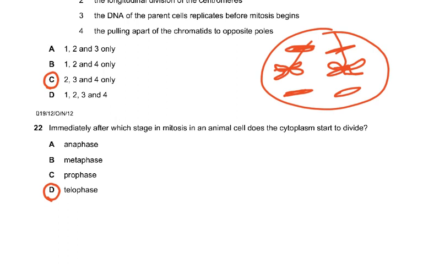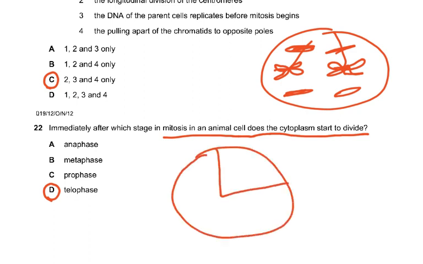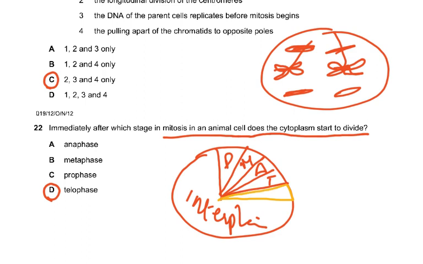Then question 22: immediately after which stage in mitosis does the cytoplasm of an animal cell start to divide? Naturally, as I just told you, I will keep on going over the cell cycle with you again and again. This is interphase, and then we have prophase, metaphase, anaphase, and telophase. And then we have cytokinesis. This is cytokinesis, so it is after telophase.